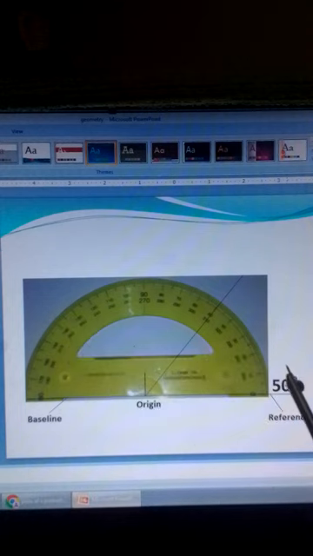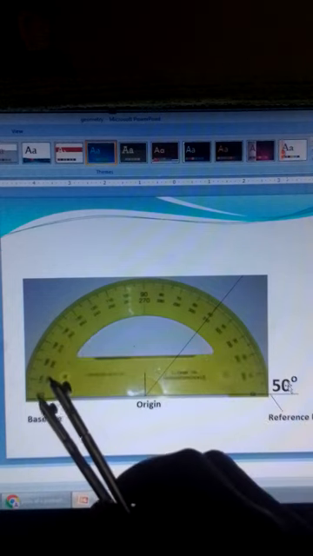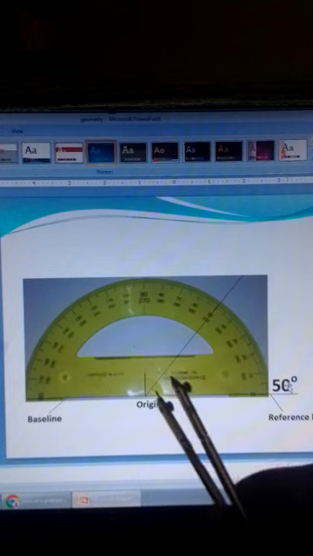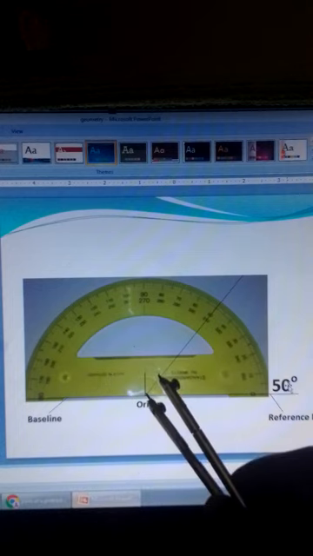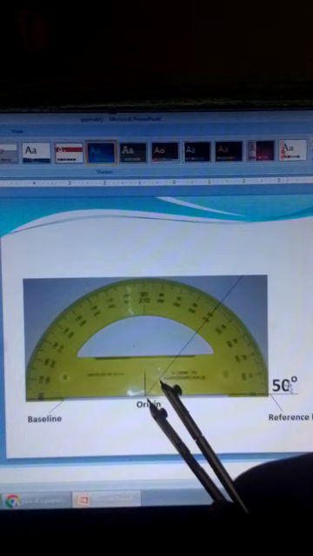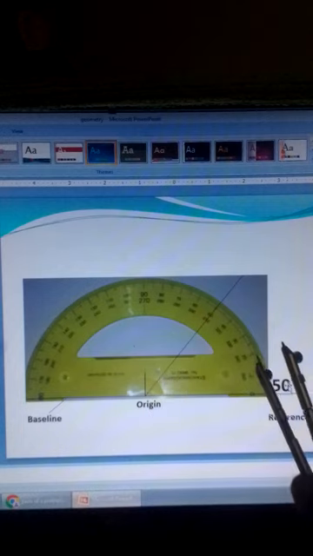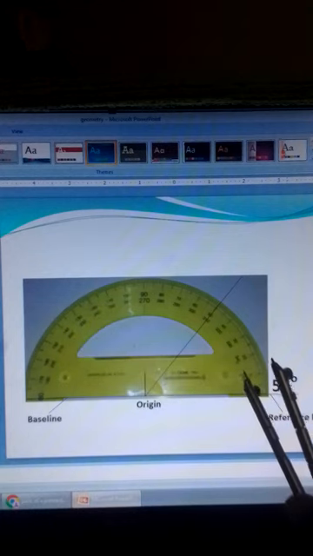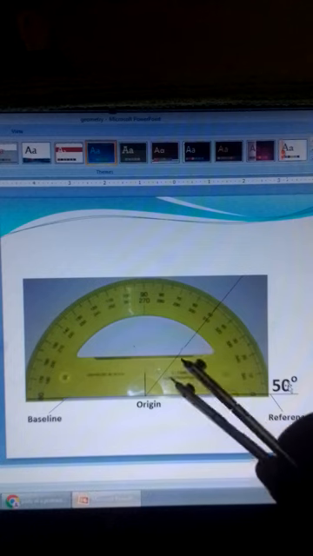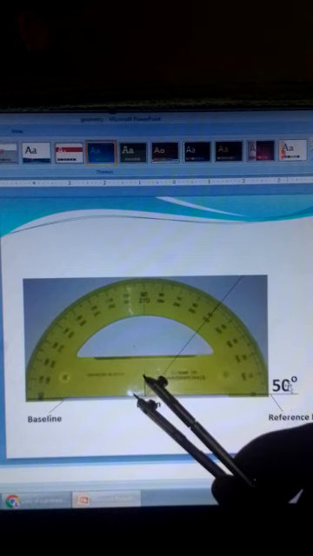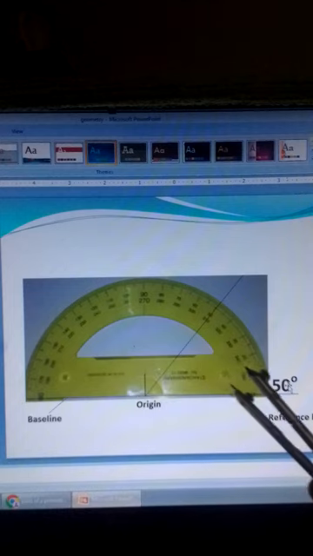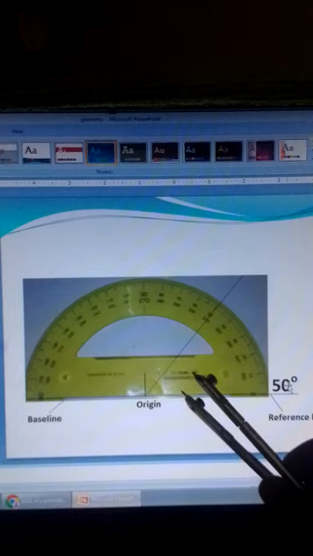That's a protractor, all right? It has what we call the baseline. This line here, the baseline. It has this center, it's called the origin, and it has two scales, the outer scale and the inner scale in degrees. So we are supposed to measure the angle formed by this line with the reference line. So this angle, how much is it?